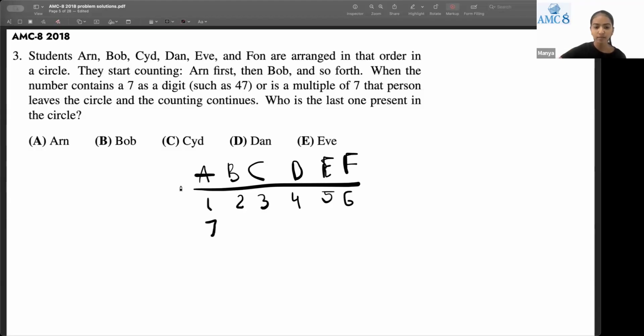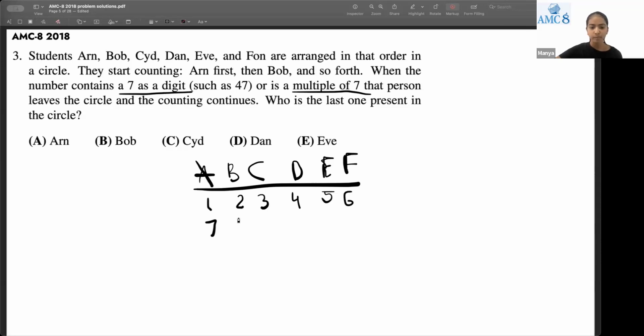When A is equal to 7, we're going to cancel A, because if it contains a digit such as 7 or a multiple of 7, then that person leaves the circle. That person is excluded from the circle, but the counting still continues.